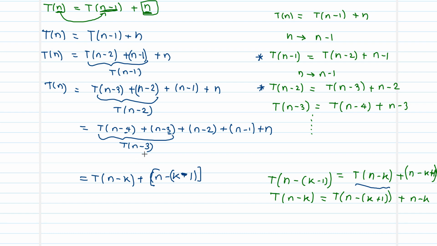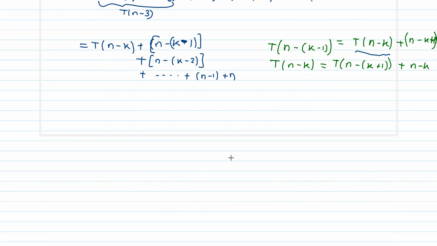So now our term will become n minus k, and this is n minus k minus 1. The next term will be k minus 2, right? Plus n minus k minus 2, plus so on terms till n minus 1 and n.